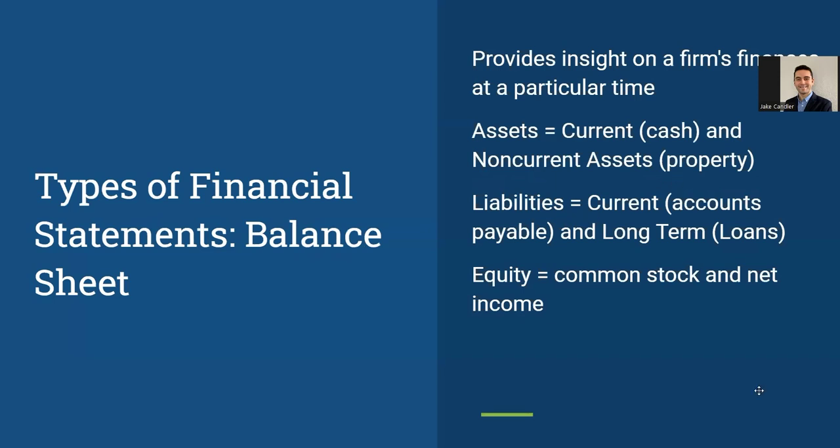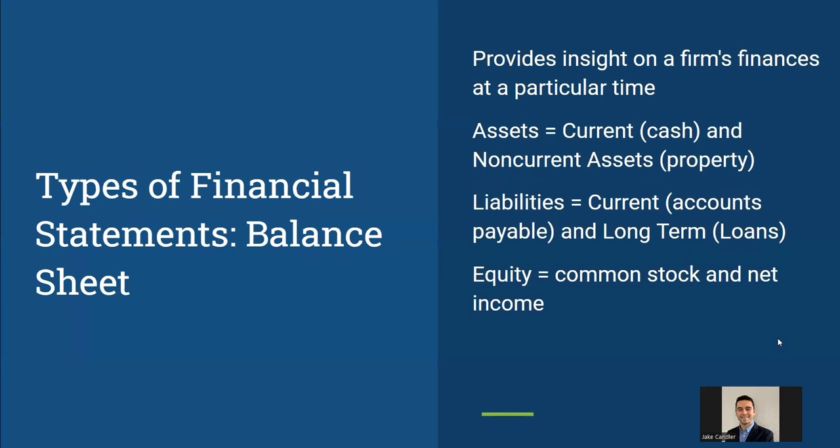Types of financial statements. So first up, we've got a balance sheet. And the balance sheet provides an insight on a firm's finances at a particular time. So it consists of assets. There's current assets, which is cash, and non-current assets, which is property. Something like a building, a piece of furniture that you're selling. It could be a car, could be anything.